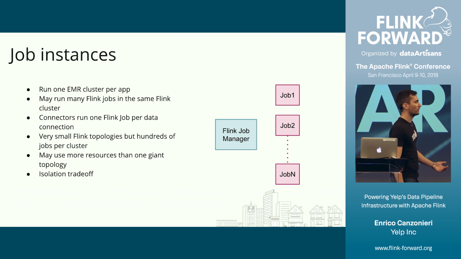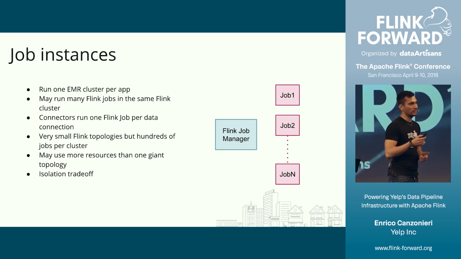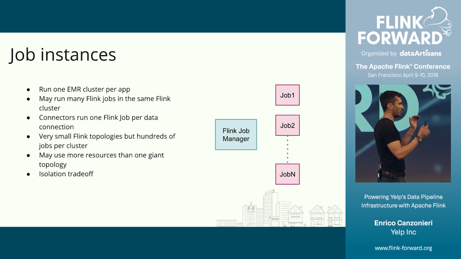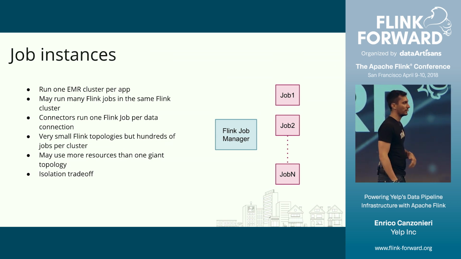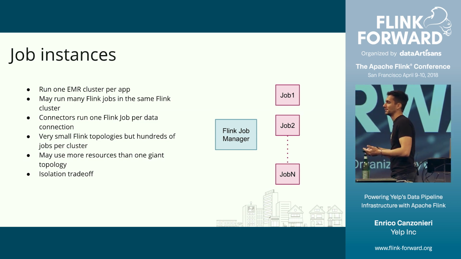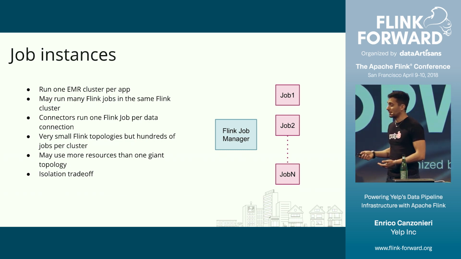In the case of connectors, we prefer very small topologies to large topologies. So for connectors, we would have a small topology made of a source, map when necessary, and a data sink for each connection. That will be just a single job. So we end up running hundreds of jobs in the same Flink cluster on a single job manager. This obviously provides better isolation than running a huge topology that consumes from all the streams, so that failures in one of the streams don't bring down the entire topology. So it's actually a pretty good way to run our connectors.